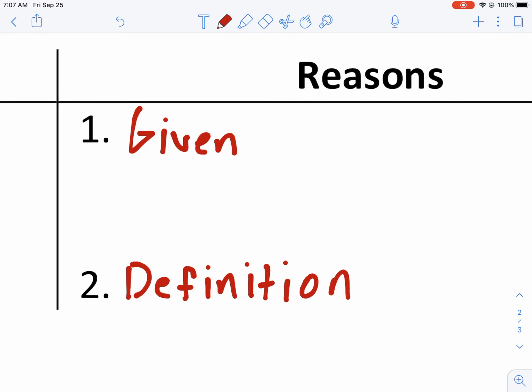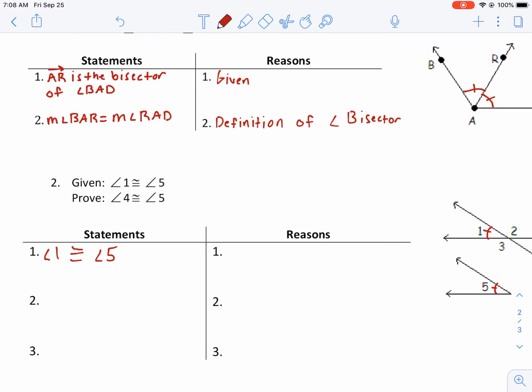We want to prove that angle 4 is congruent to angle 5. So in a problem like this, we know angle 1 is congruent to angle 5. We want to prove angle 4 is congruent to angle 5. Here it would be beneficial to maybe prove that angle 1 is congruent to angle 4, because if we did that, then we could use the transitive property. All right, and I told you we are going to use the transitive property a lot.